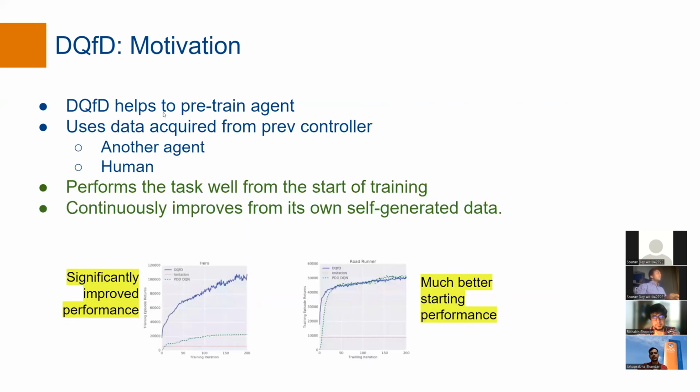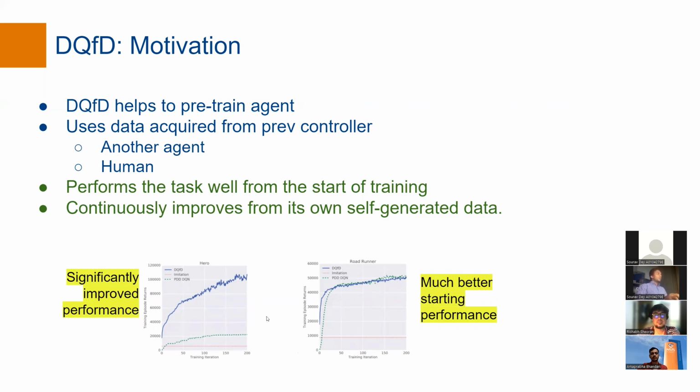DQfD helps by getting a pre-trained agent. It's an extension of the DQN algorithm where the model is pre-trained on data from a previous controller before entering the environment. The previous controller could be another agent, a human, basically anything that was controlling the system previously. The resulting output is that the system performs the task well straight from the start of training and continues to improve with its own self-generated data.